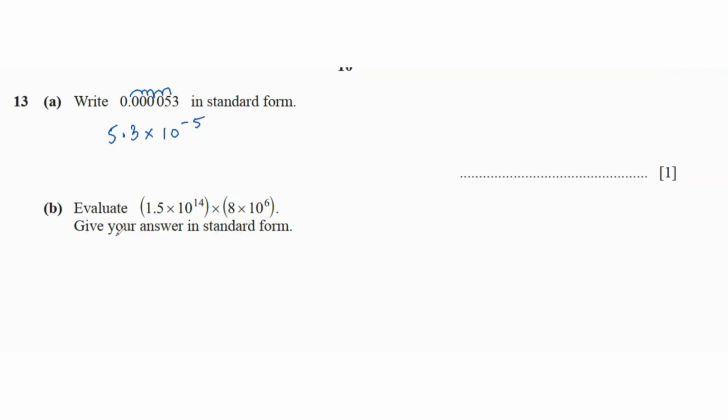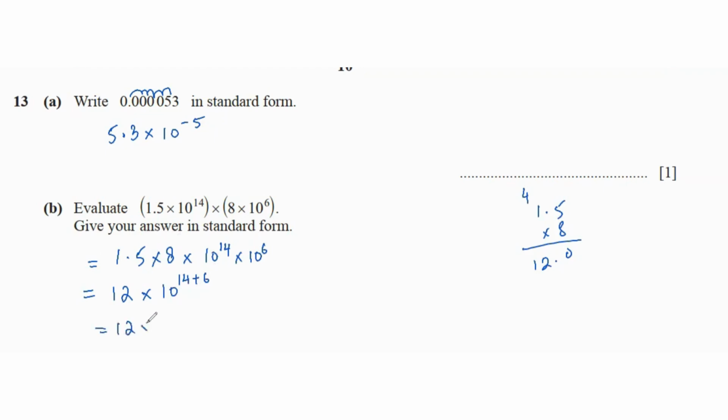So what we'll do is, I'm going to combine the 1.5 times 8 and 10 to the power 14 times 10 to the power of 6. Now 1.5 times 8 is basically 12. Now, whenever we have similar bases being multiplied, which in this case is 10, we add the powers. So it's going to be 14 plus 6, which is 12 times 10 to the power of 20. Now, since it says standard form, it's going to be 1.2 times 10 to the power of 21.